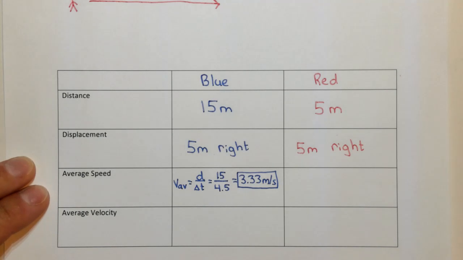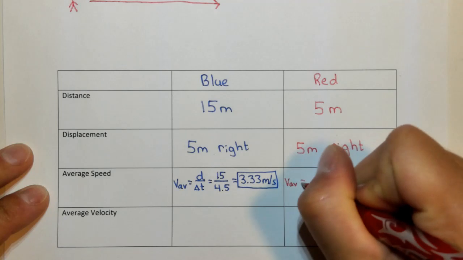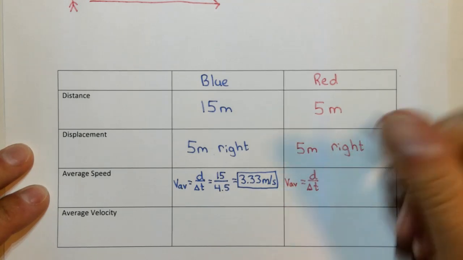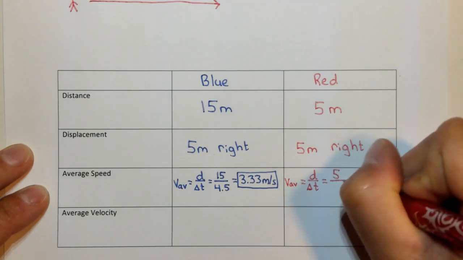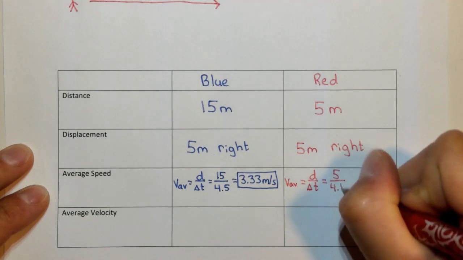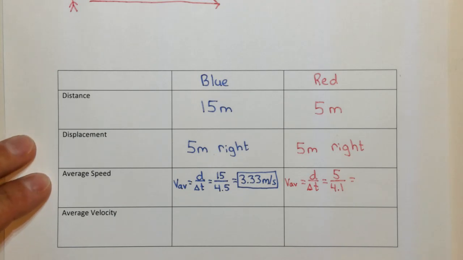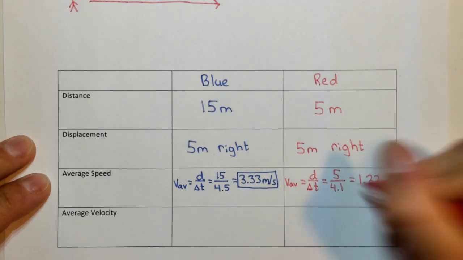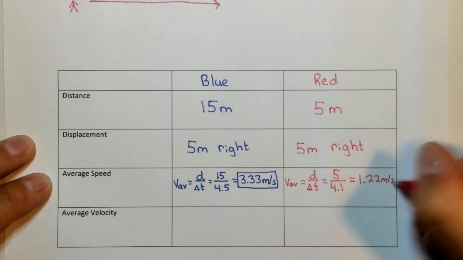Now let's do the speed for red. Again, average speed is distance divided by change in time. Red's distance is 5 meters. Red's time was 4.1 seconds. So we get 1.22. And notice I'm leaving both answers here to 3 sig figs, meters per second.